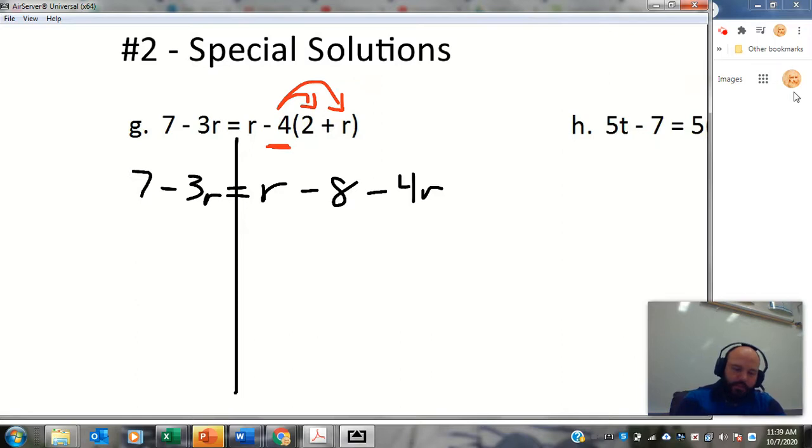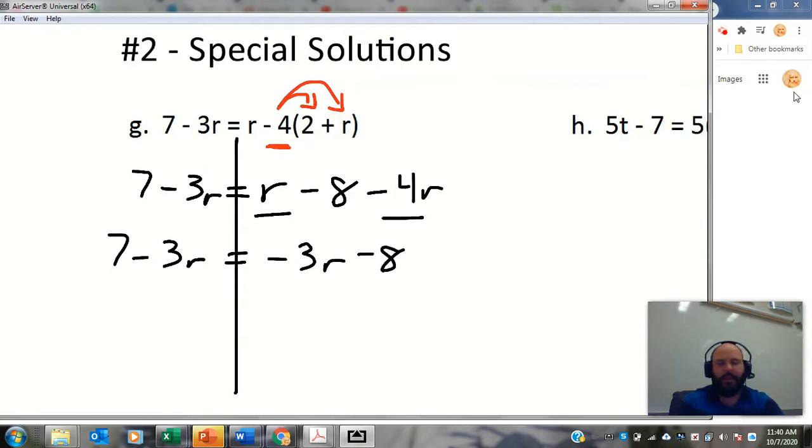Now we do want to double check each side, make sure there's nothing to simplify or combine. In this case, there is. We still have a 1r, and we have a negative 4r right there. So 1r and then minus 4r, those two need to combine. And 1 minus 4 is negative 3. So we're going to leave everything on the left the same. And then this 1r minus 4r becomes negative 3r. And then the minus 8 just drops down.